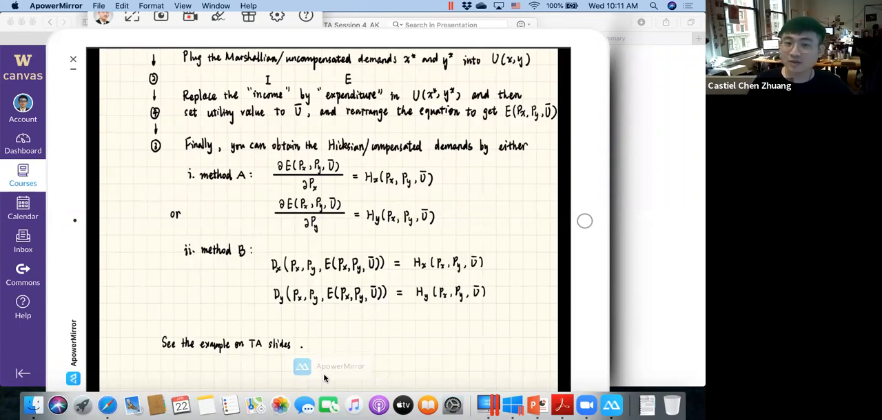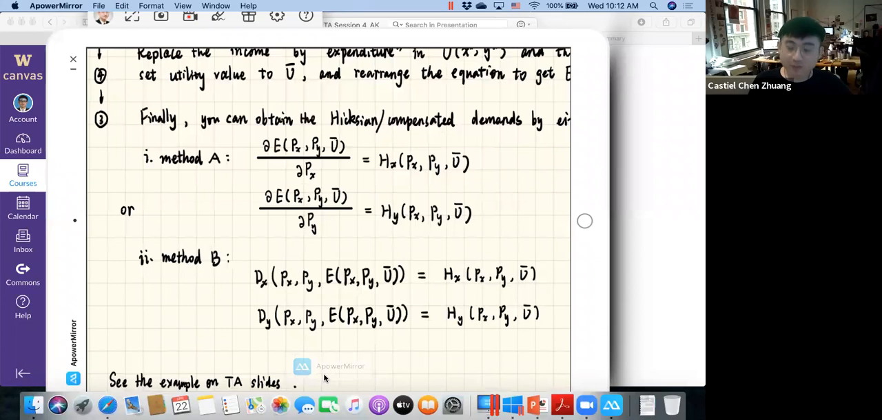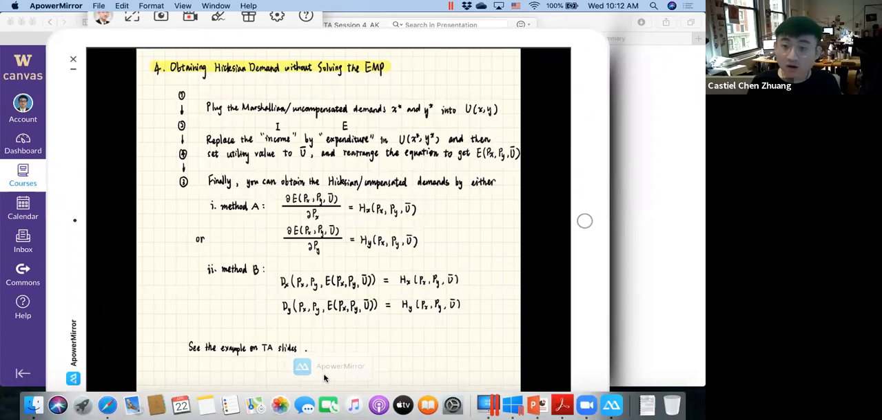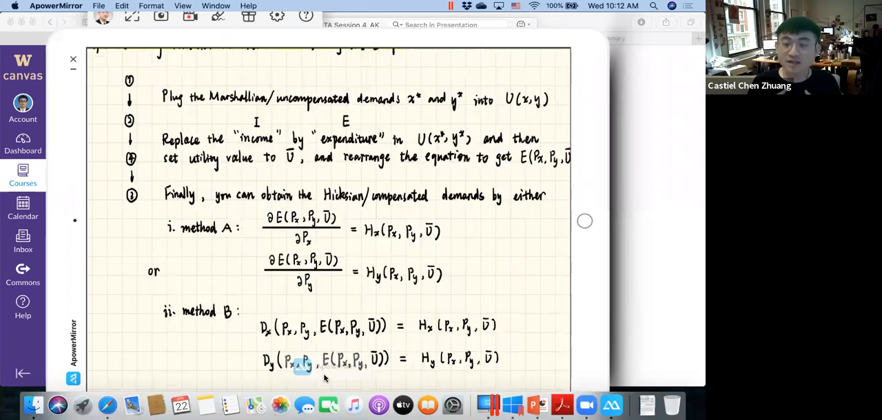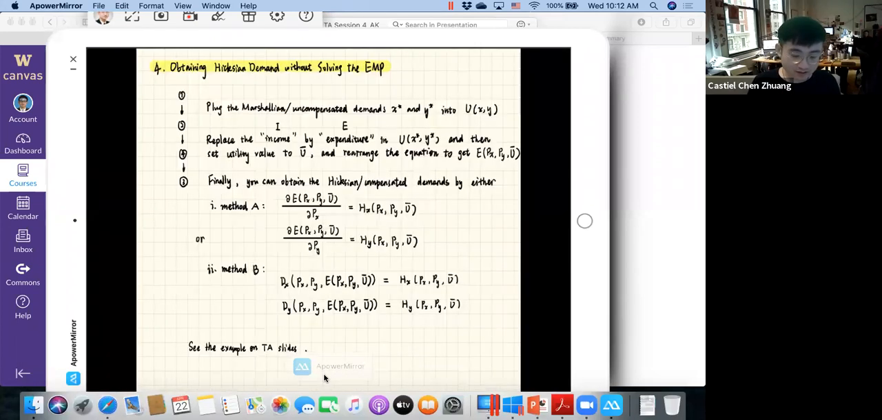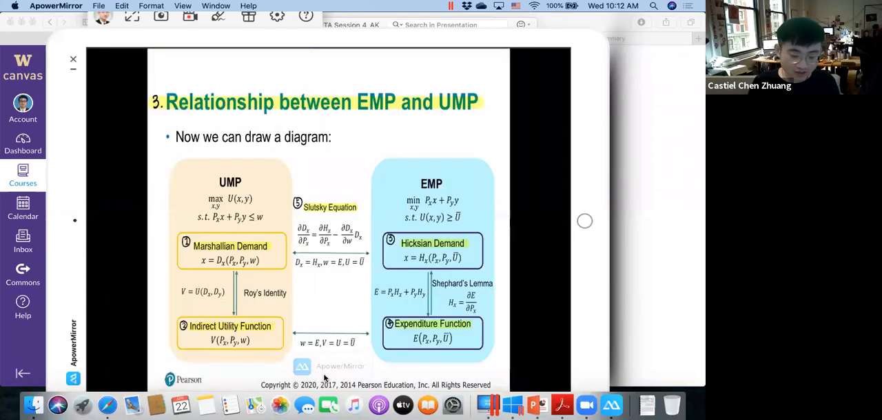And then you will instantly get Hicksian demands. The reason is here, when we replace income by that expenditure, we are fixing the utility. We're fixing your purchasing power. Or we can use a theorem, or actually a lemma, Shephard's lemma.